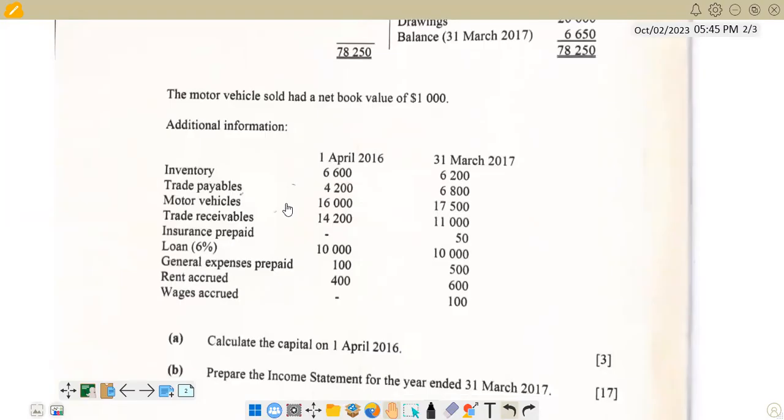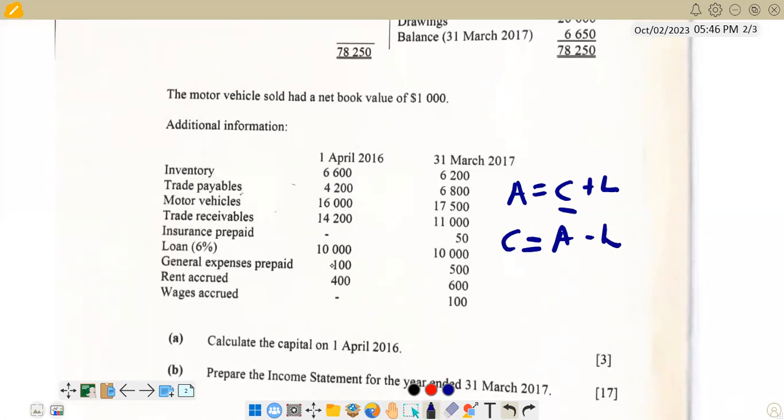So the first part of the question is saying calculate the capital on 1 April 2017. On calculation of that one, we know that according to the accounting equation, assets is equal to capital plus liability. So here we are being told to calculate the figure for capital. If you make capital the subject of this accounting equation, it means we have to say assets minus liability so that we find the figure for capital.